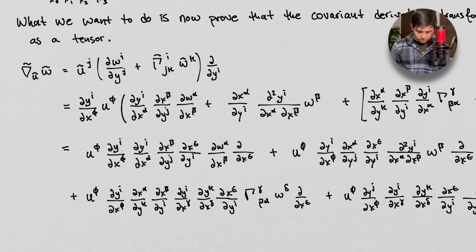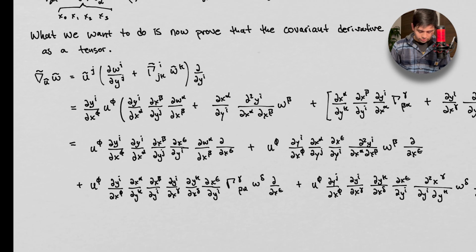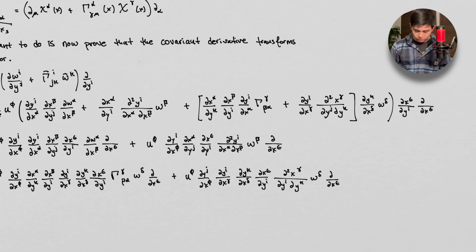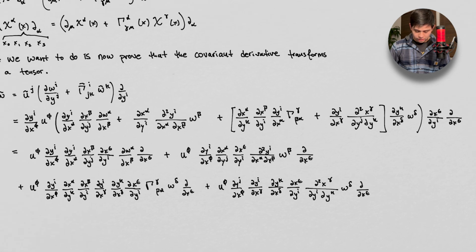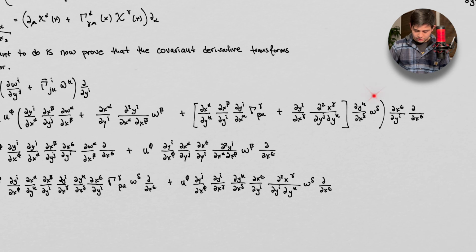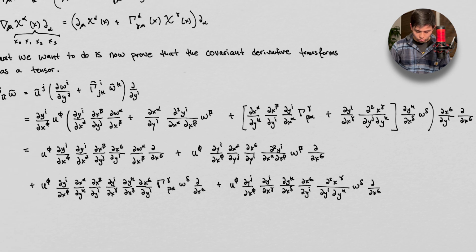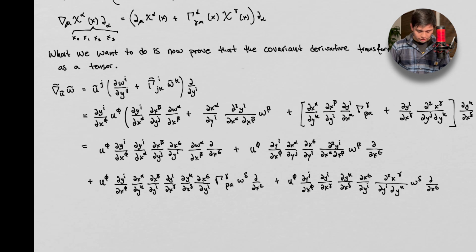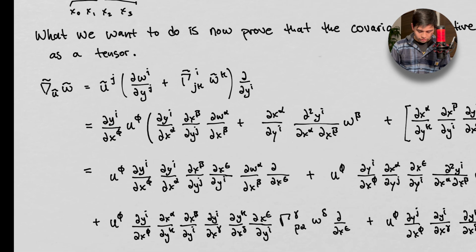The way we're going to do this is through a bunch of chain rules. So this is a pretty long and nasty looking equation. But really, what we're doing is taking the derivative here.